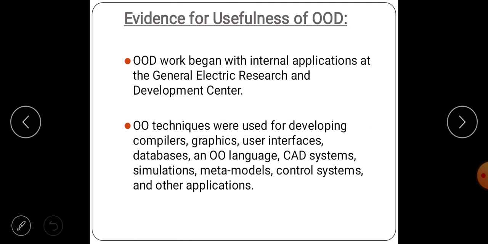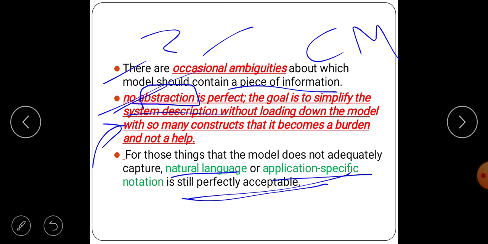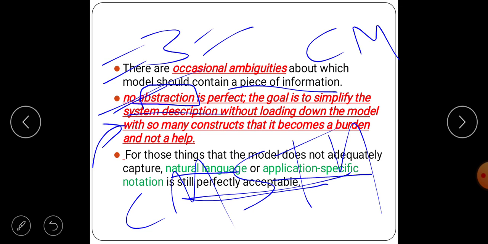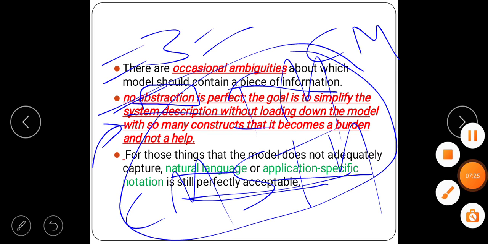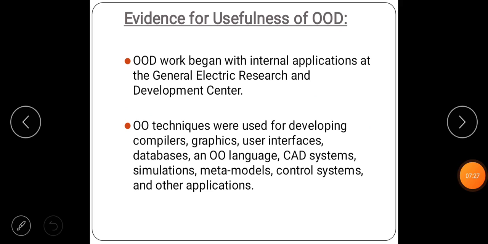Okay, these are our three modules: class module, state module, and interaction module. And we discussed the relationship among the three models. Okay, the last topic in this module is evidence for usefulness of OOD.